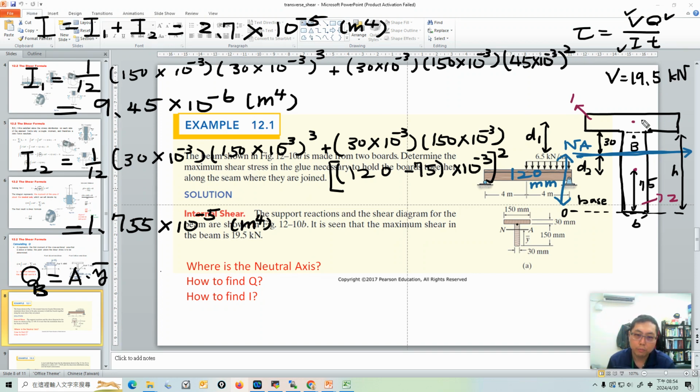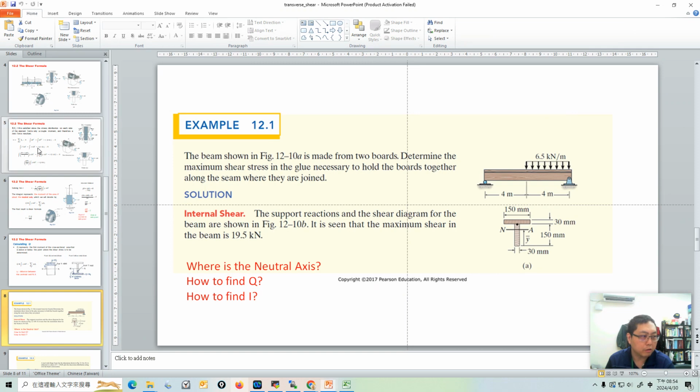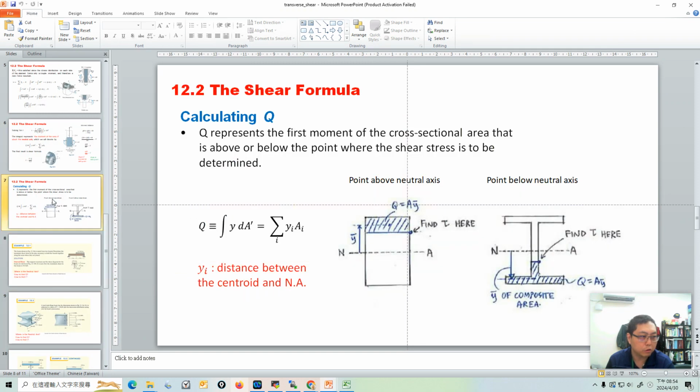Okay, B is above the neutral axis, so calculate everything above the B. You have to calculate here; you are interested in here. Yeah, because previously we had a slide. Maybe we can show the slide for the B.